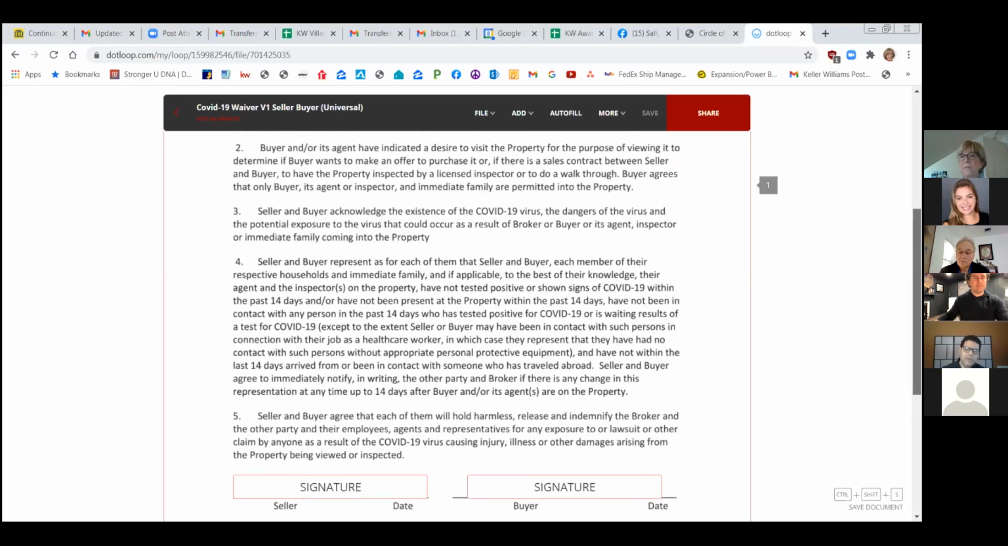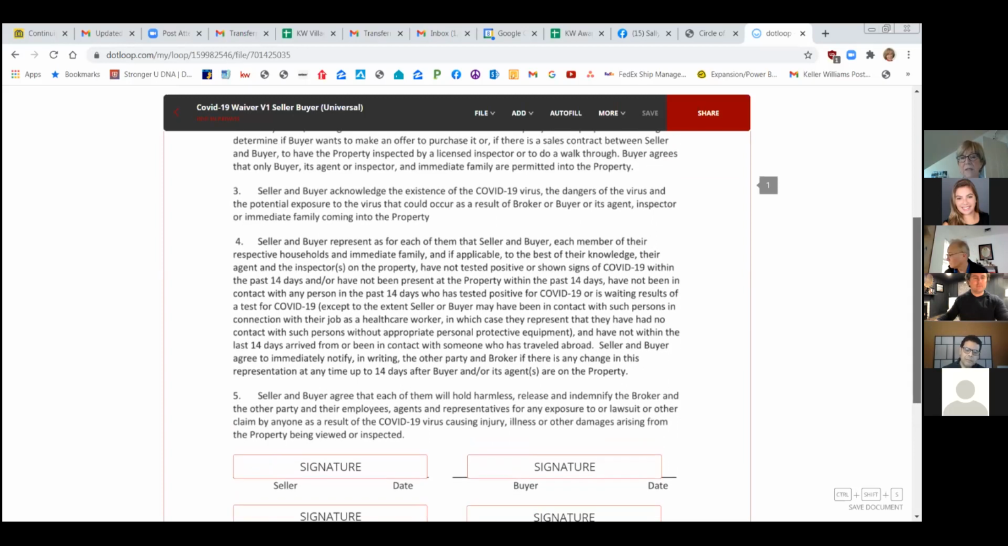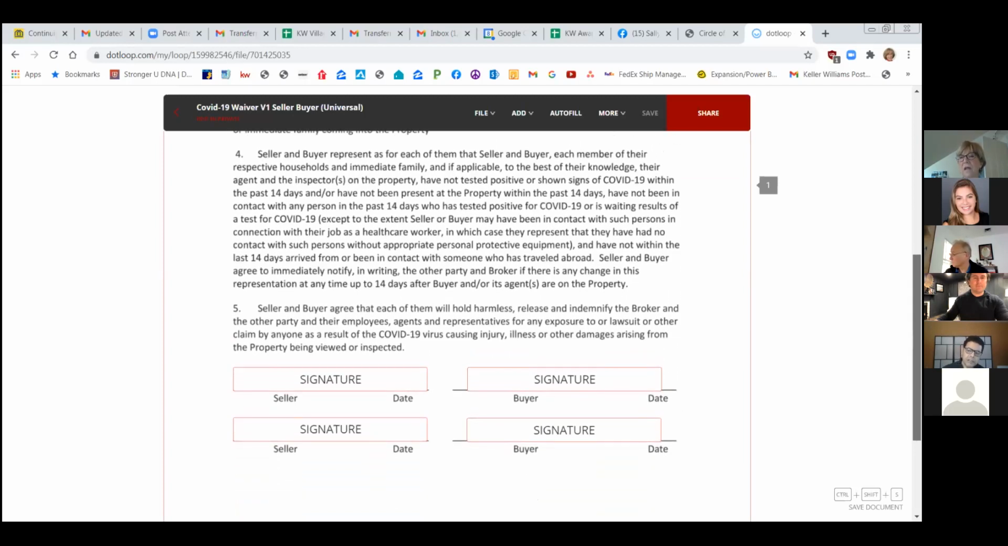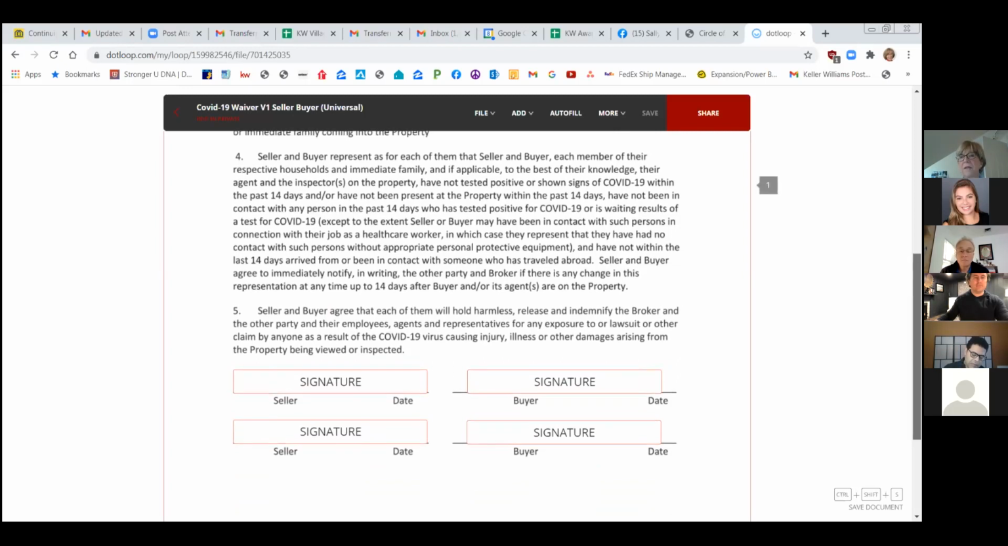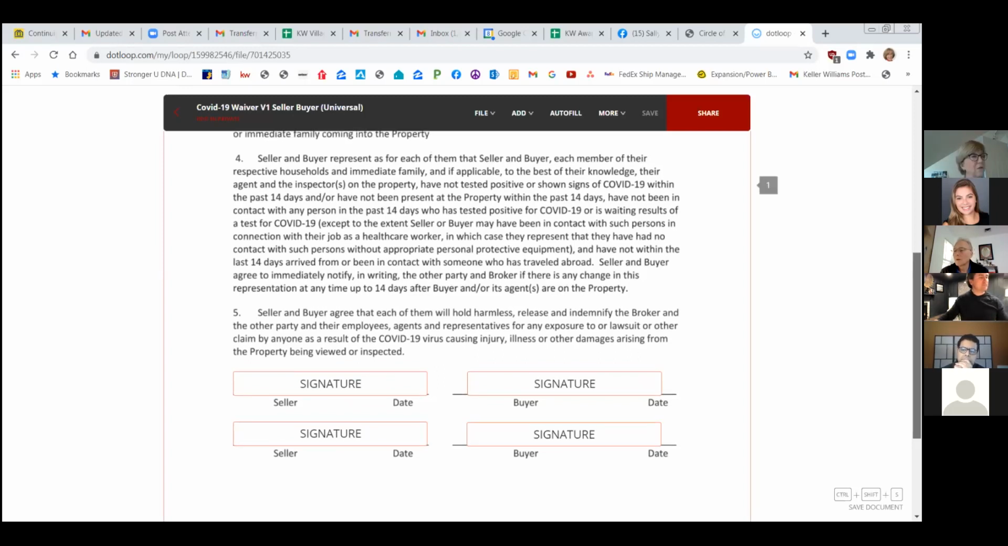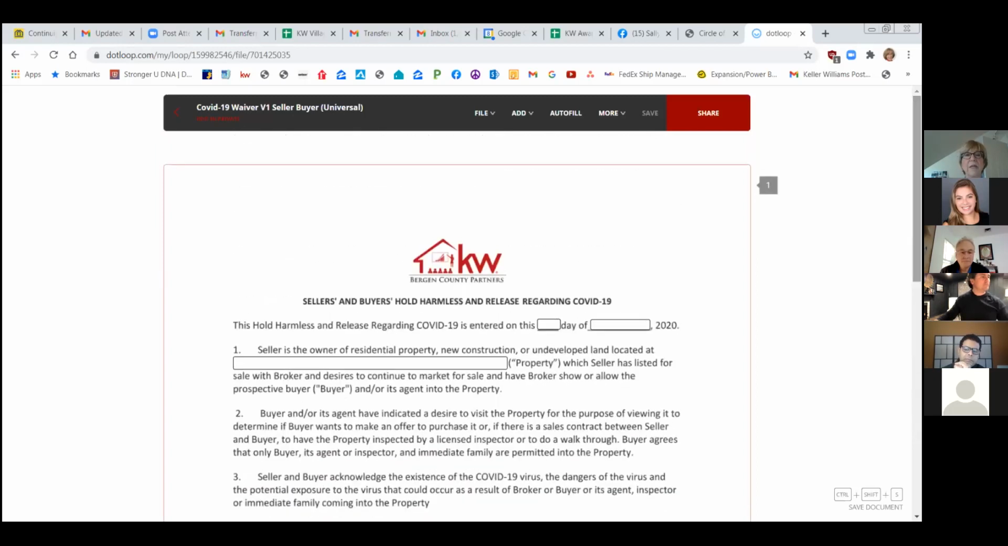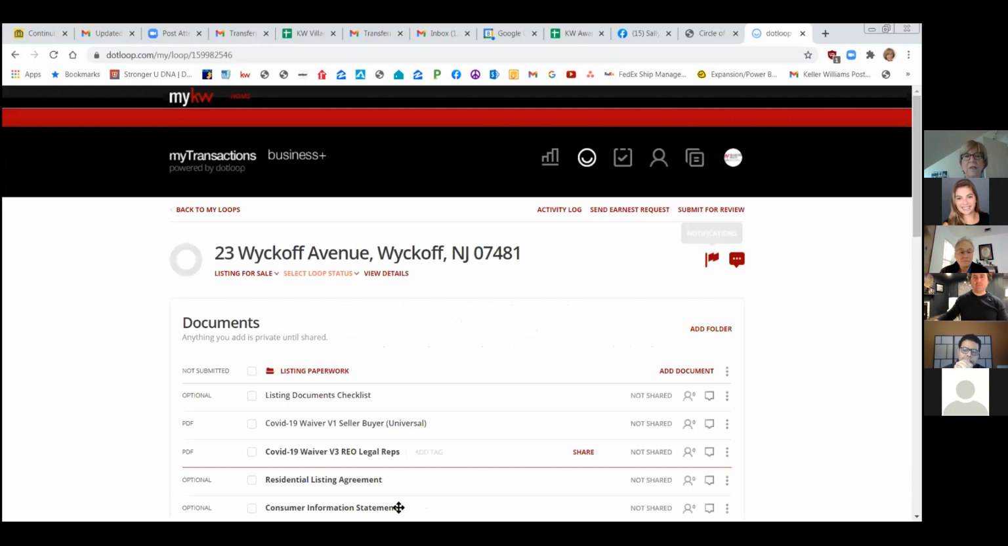Not to go off track, but for a rental listing, same thing? COVID and consumer information statement? Absolutely. You would attach it to the listing. The consumer information statement is for buyers, sellers, renters, landlords. Got it. COVID waiver, same thing. Same thing. Everybody does. And you would put a date on it or not? I would, because this is the initial one, remember, that you're going to put on the MLS for the listing. Got it.